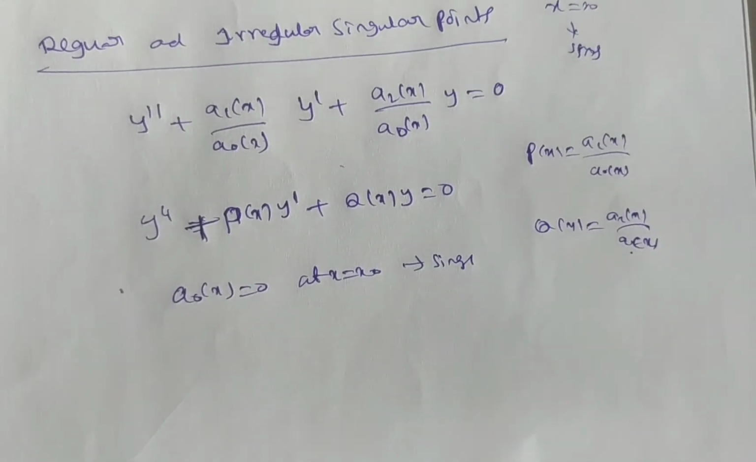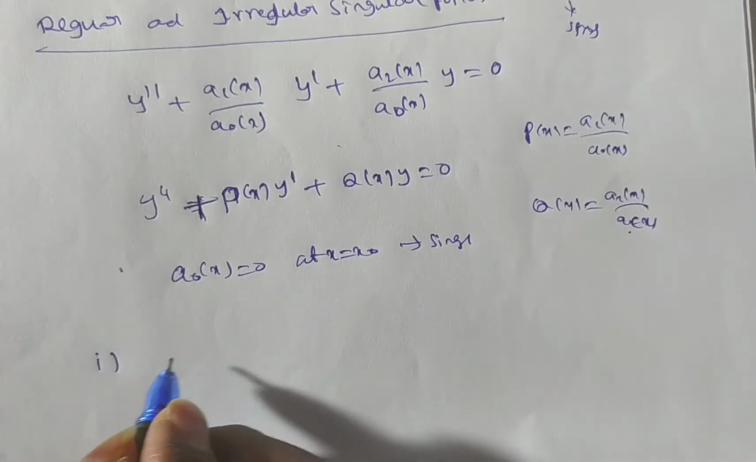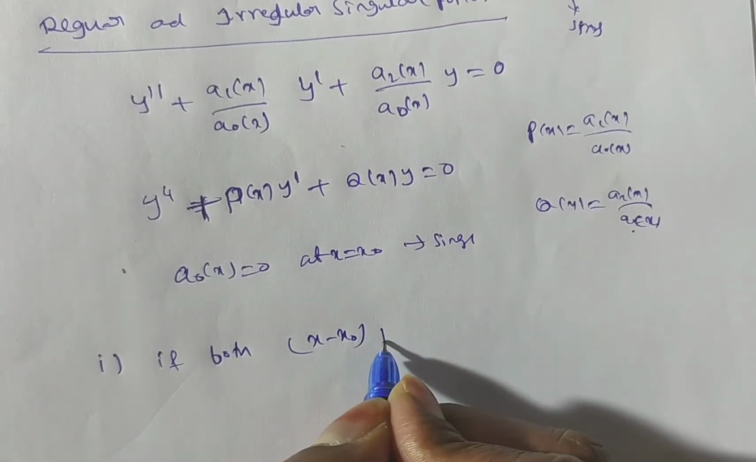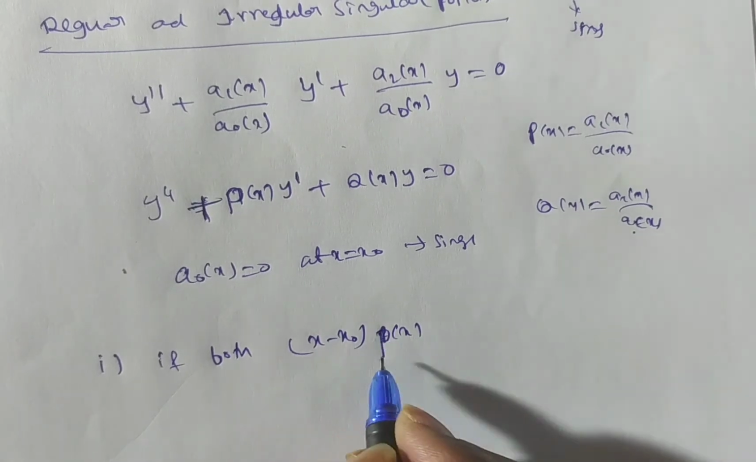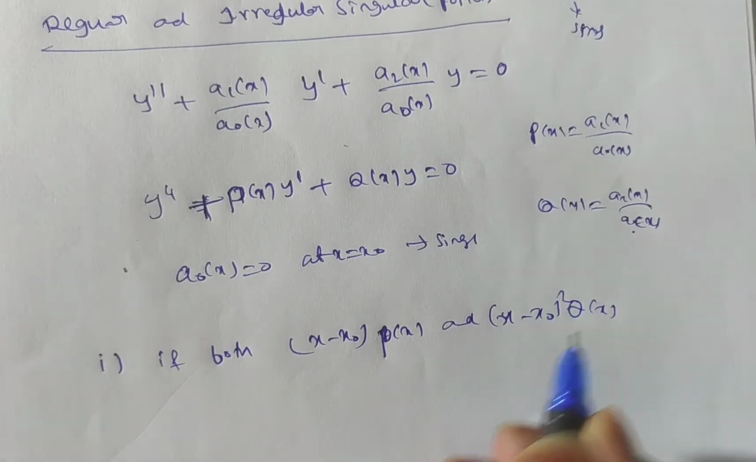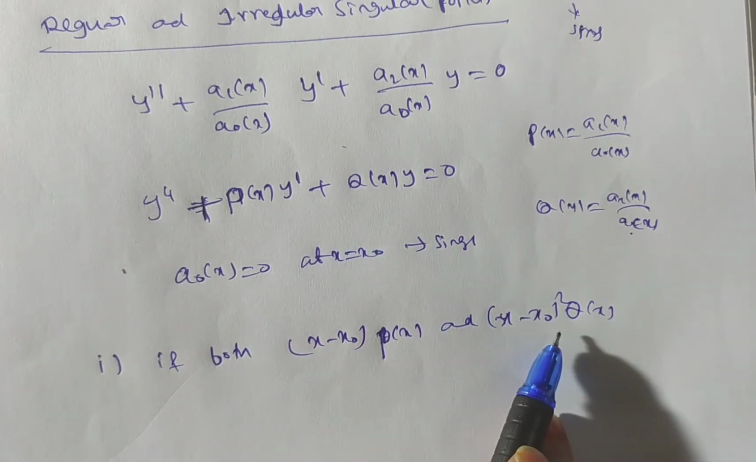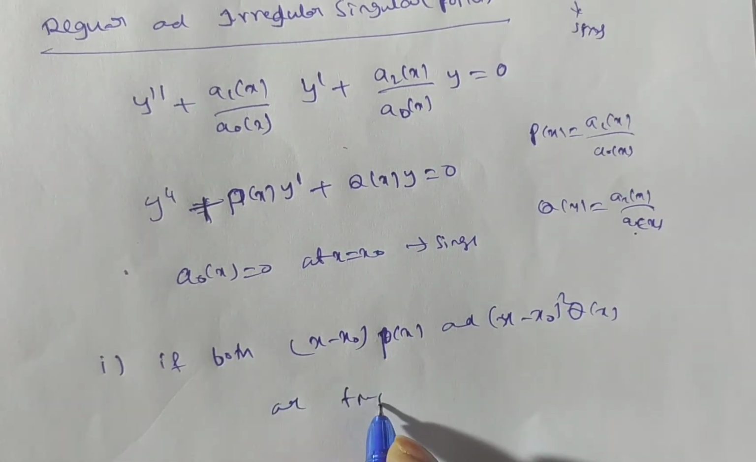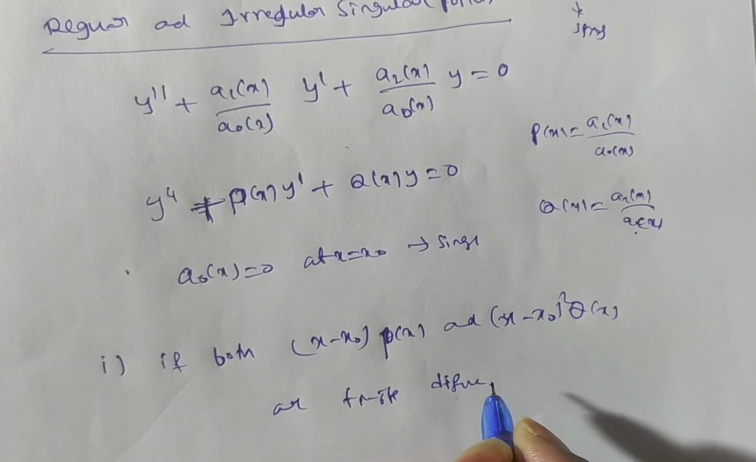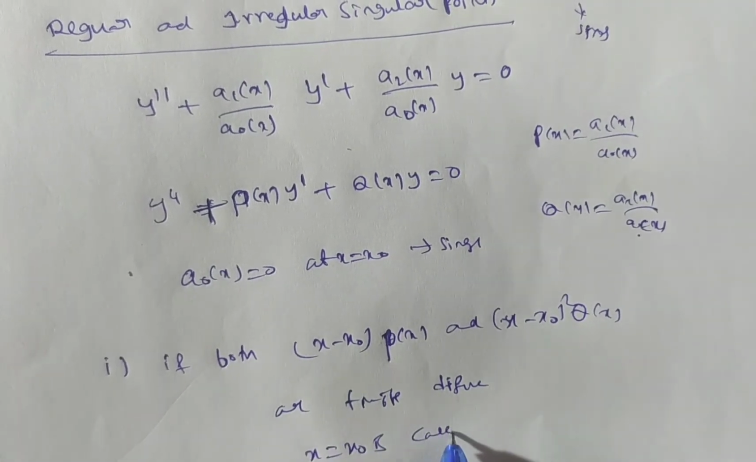So this singular point is said to be regular when it satisfies this condition. First condition: if both x minus x naught into p of x, and x minus x naught whole square into q of x are finite, that is, defined, then x is equal to x naught is called a singular point.